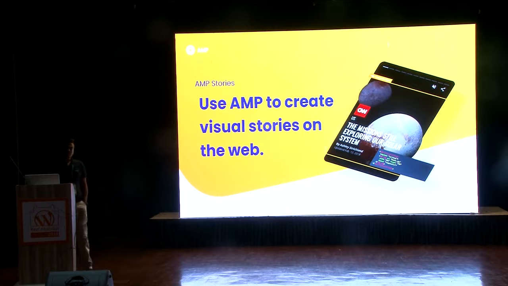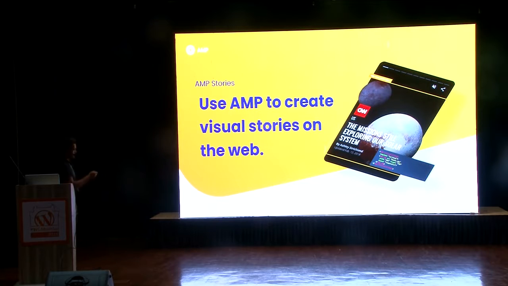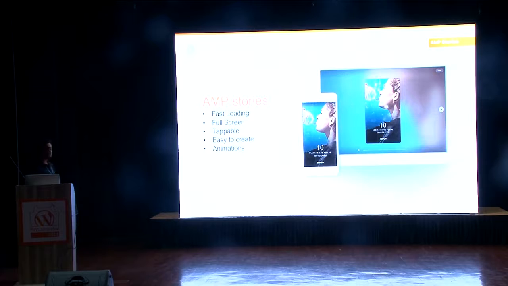What if you can also create web content that is tappable, interactive, and you can create the same Instagram or Snapchat-like stories feature inside your website? That is what you can do with AMP stories. AMP stories are fast loading, again using AMP capabilities. They are full screen, they work directly in full screen. And they are tappable, same as your WhatsApp or Instagram stories, and they are easy to create. You can add custom animations also. As an example, I will just show you.